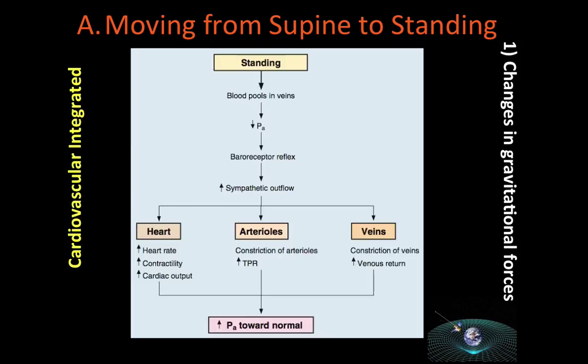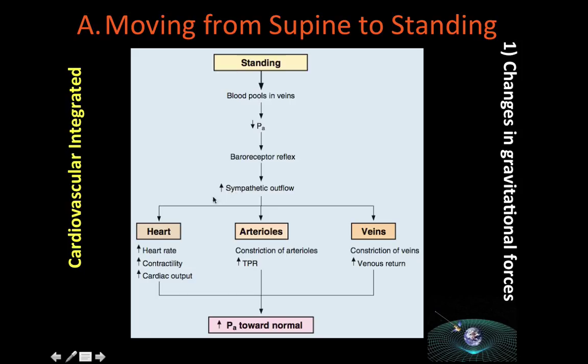Well, let's bring it down and sum it up in a figure. We have a person here standing. The blood pools in the veins, and when the blood pools in the veins, the arterial pressure decreases. Therefore, we have a reflex, which is by the baroreceptor. What does it compensate? It tries to increase the sympathetic outflow.